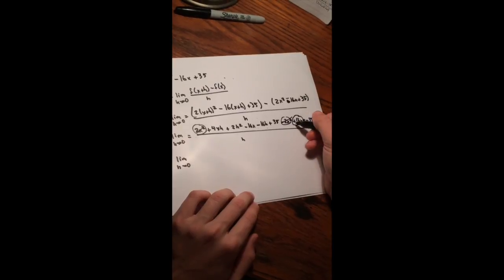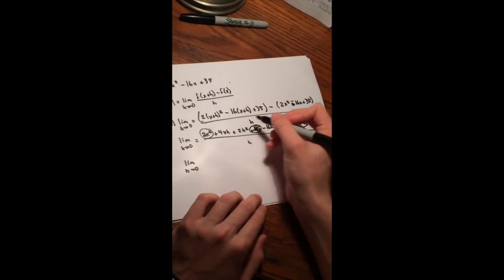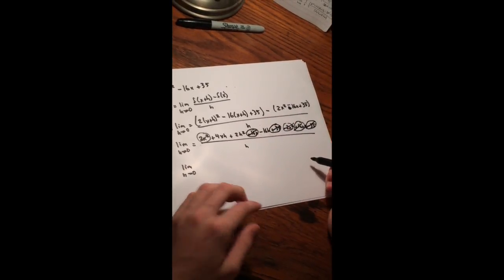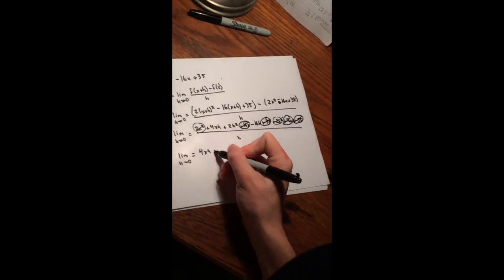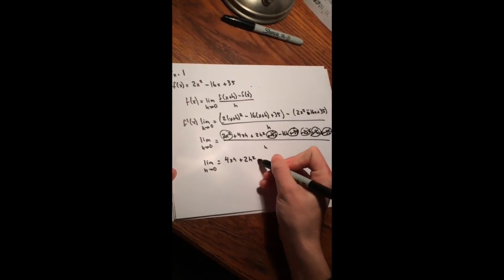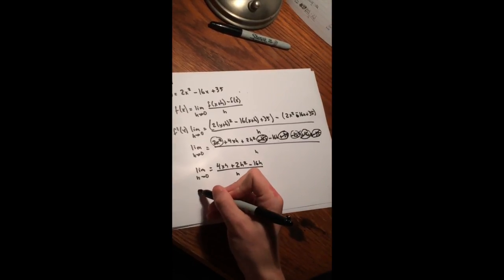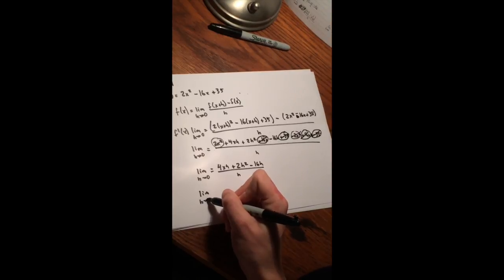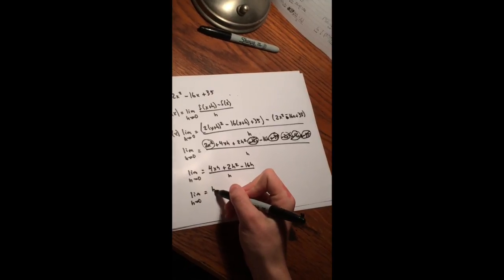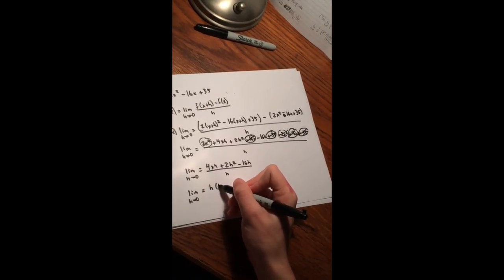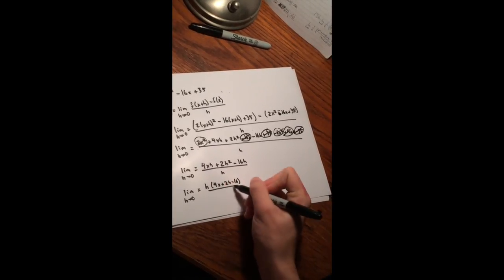So here we can cancel a positive 16x and a negative 16x. We can also cancel a negative 35 and a positive 35. Then that leaves us with 4xh plus 2h squared minus 16h all over h. Then we will bring out an h. Because all of these have h's, we are able to bring out an h. So we will do h times 4x plus 2h minus 16 all over h.